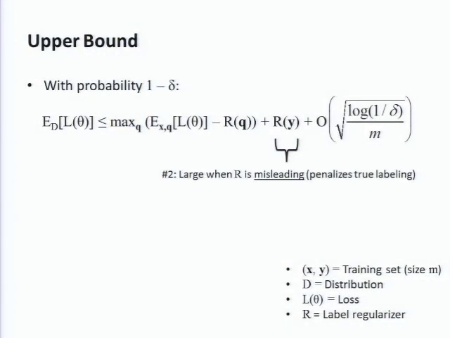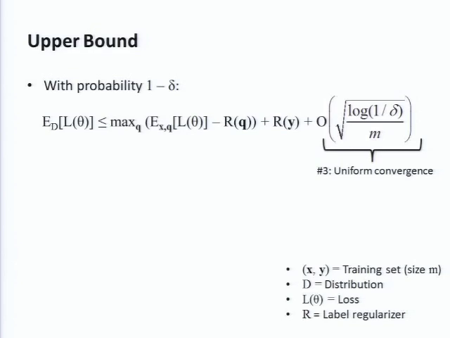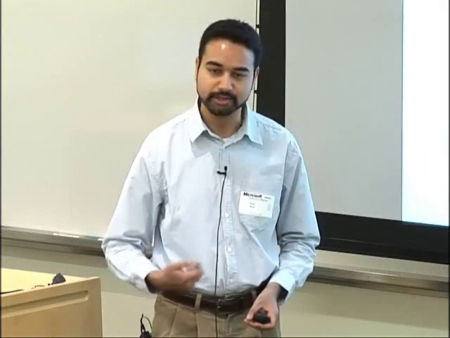The second term is the penalty that is assigned by the regularizer function to the true labeling of the data set. And so this term will tend to be large when R is misleading, when the labeler is lying to you about what the true labeling is. And the last term is a term that goes to 0 as the number of samples goes to infinity, and this term comes from standard arguments from uniform convergence.